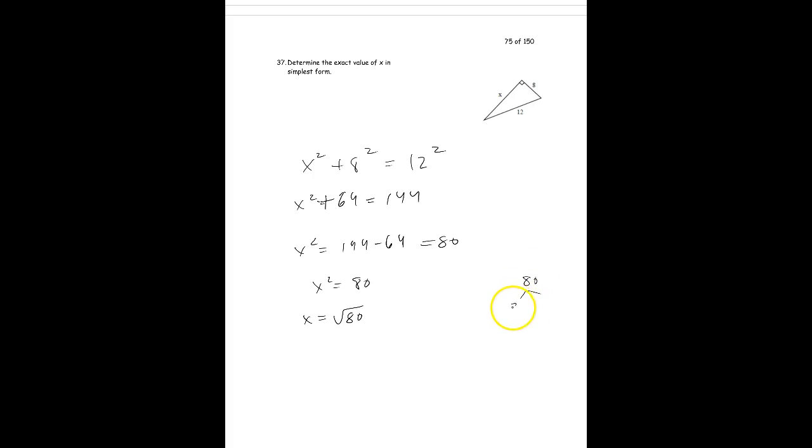80 is 2 times 40. 40 factors into 2 times 20. 20 factors into 2 times 10. And 10 factors into 2 times 5. So it looks like we have 4 squared times 5, or 2 to the 4th, but you can do it either way. So stick with it this way, but then we can take that 4 out in front, and remove the squared because it's coming out from under the radical, to get 4 root 5. So the fully simplified answer is 4 root 5.